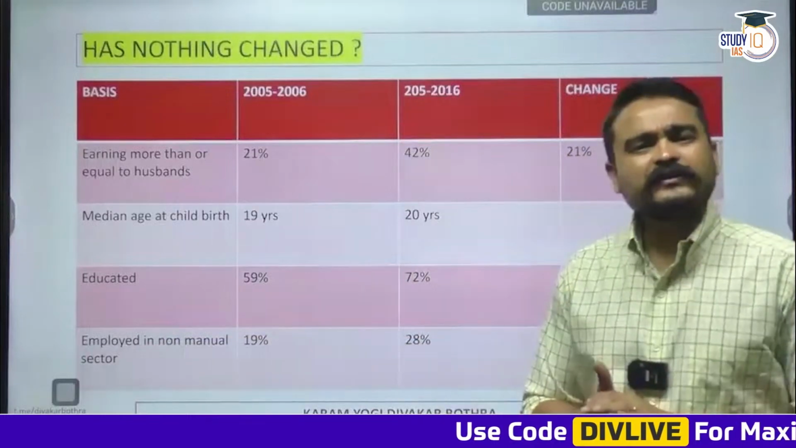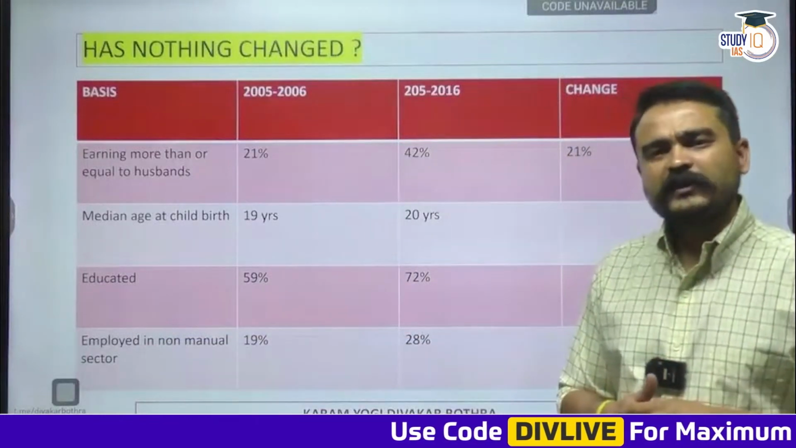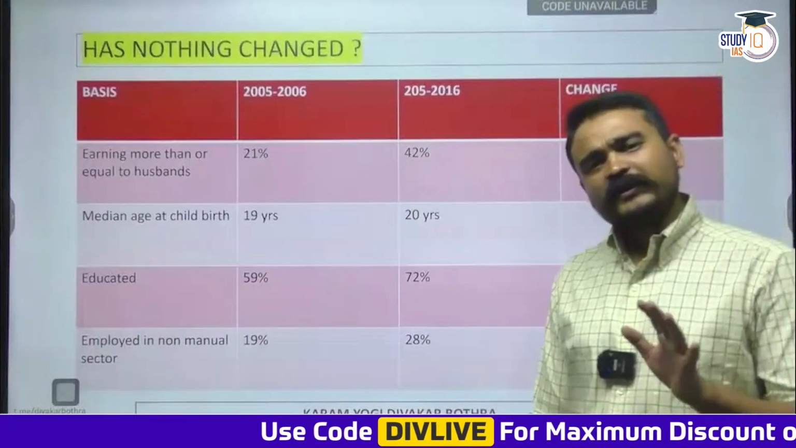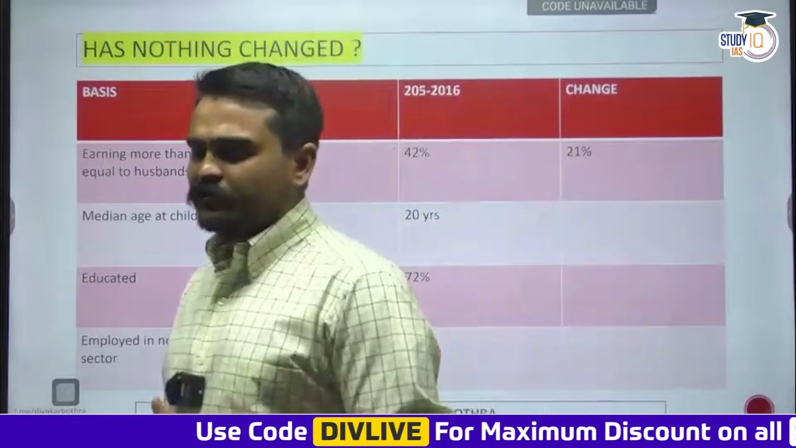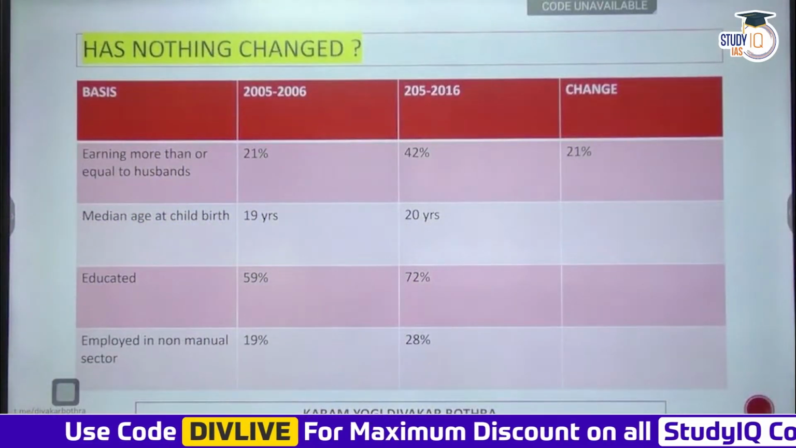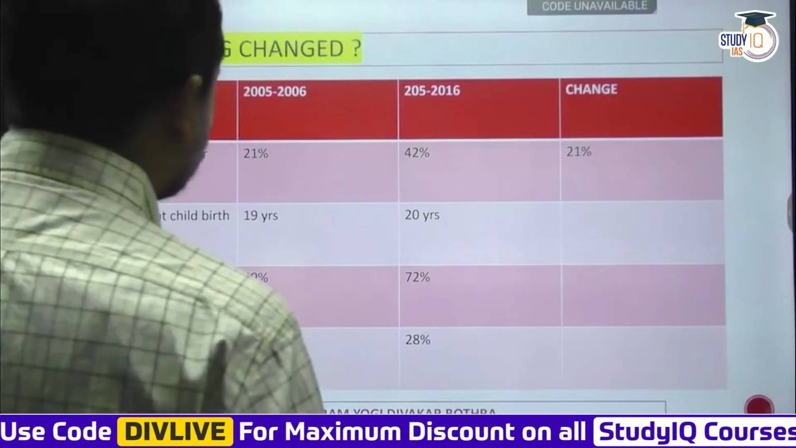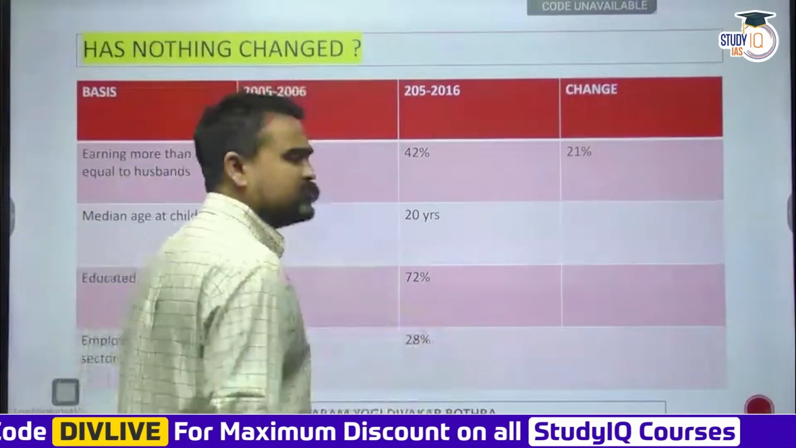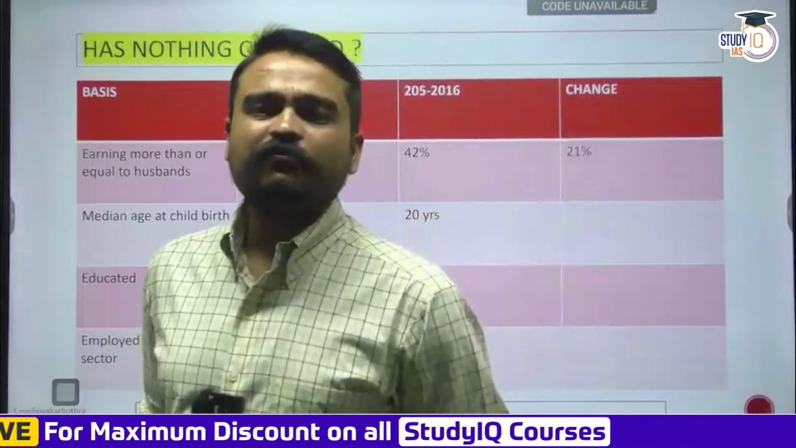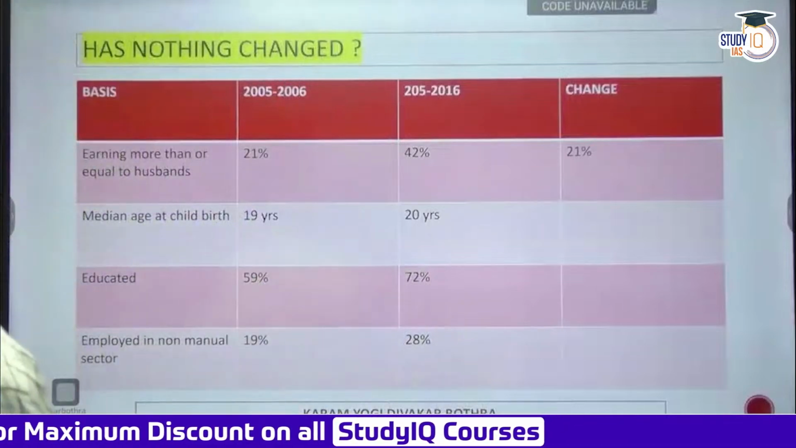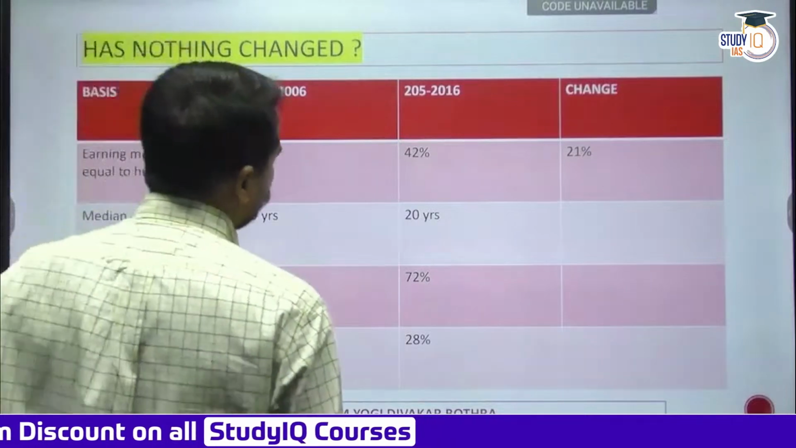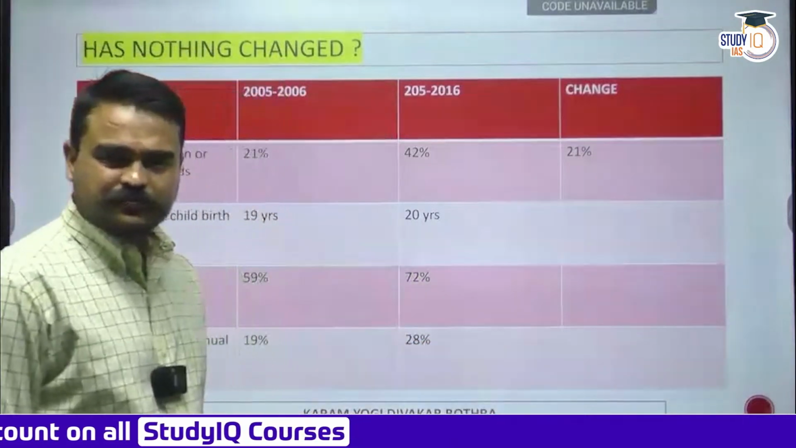Employed in non-manual sector, white collar job, how many women are employed? It was 19% and it is 28%. The increase is certainly of 9 percentage points, which is definitely at least near about 1% increase every year. But yet, it clearly shows that the women are majorly dominating in manual sectors, not in white collar, which reduces their potential of economic capacities, and may also largely make them dependent on their counterparts.